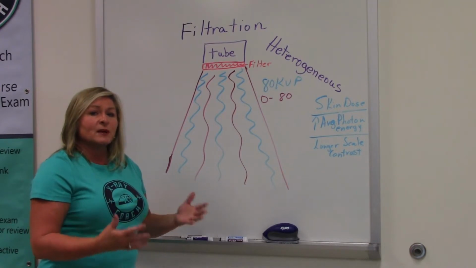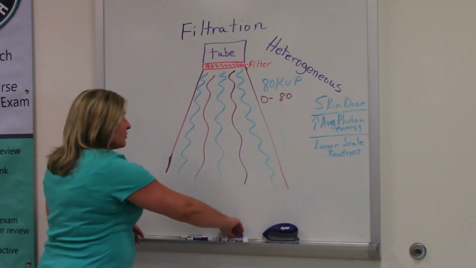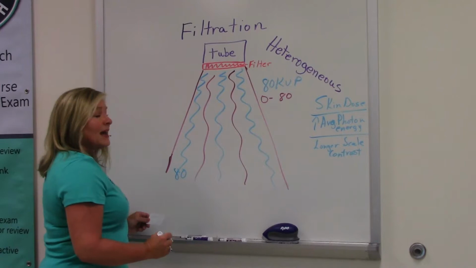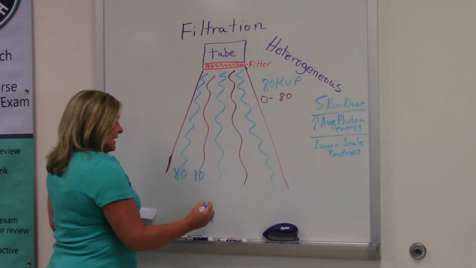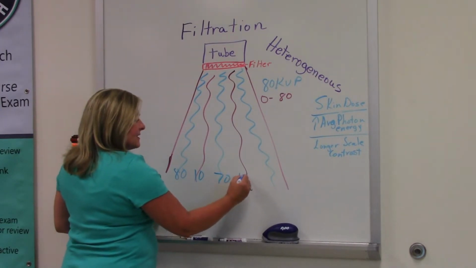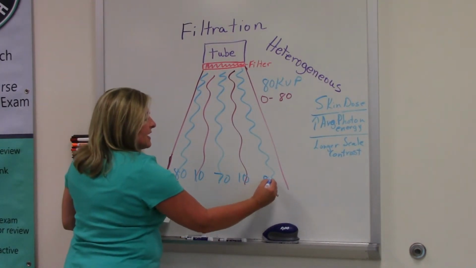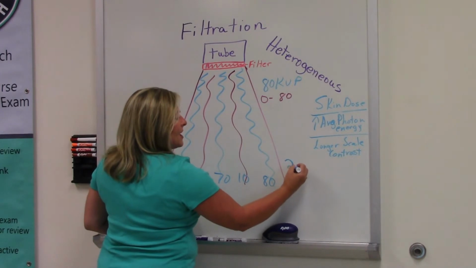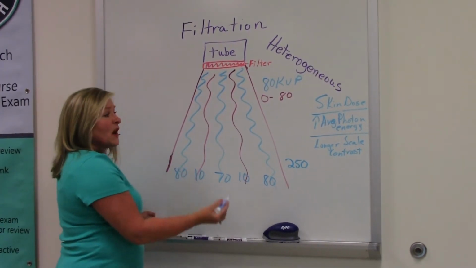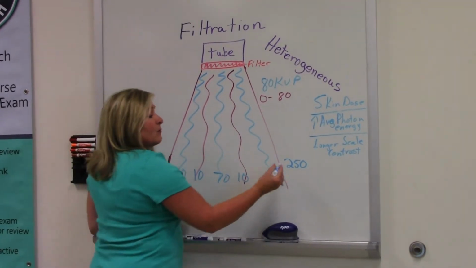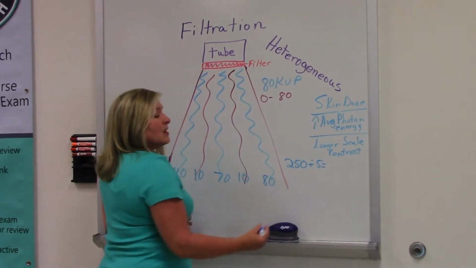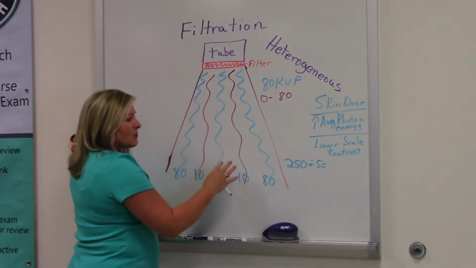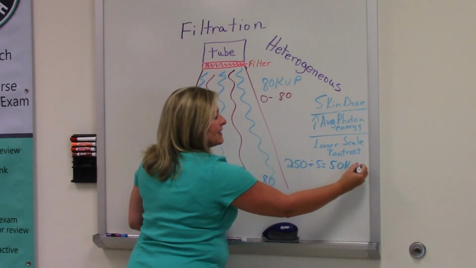So now let's go ahead and do the demonstration on how this actually works. Let's say, for the sake of example, this one is a measure of 80. This one's a measure of 10. This one is 70. And let's say this one measures 10 and this one measures 80. If I took all of those numbers and added them up, they would add up to 250. So now let's find the average photon energy. We would find that by dividing by 5. So right now we would say our average photon energy for this particular X-ray beam is 50 keV.